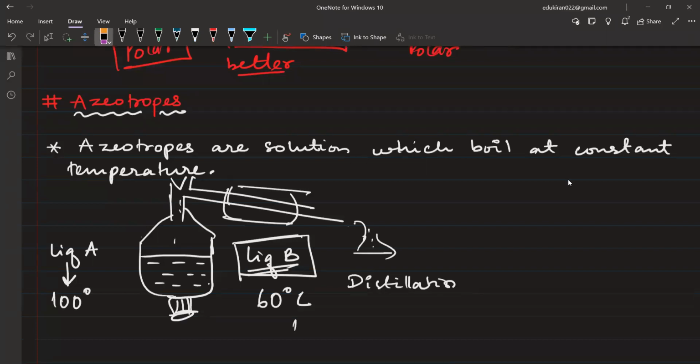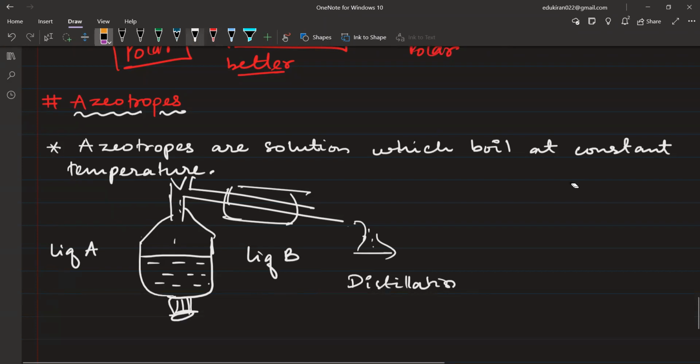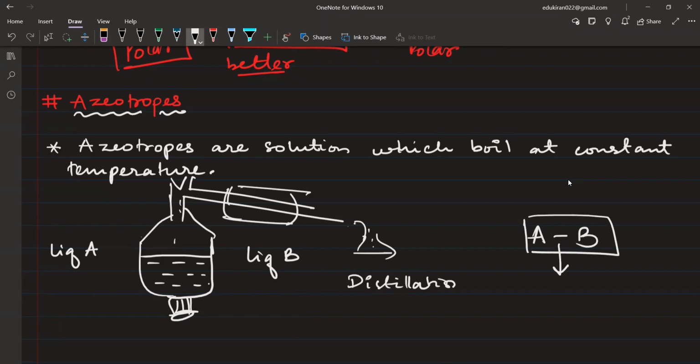Now what happens with azeotrope? You mixed liquid A and B, and liquid A and B started interacting with each other, and they interacted so much that liquid A and B are now together. And when they are together, they have a boiling point of, let us suppose, 80 degrees Celsius.